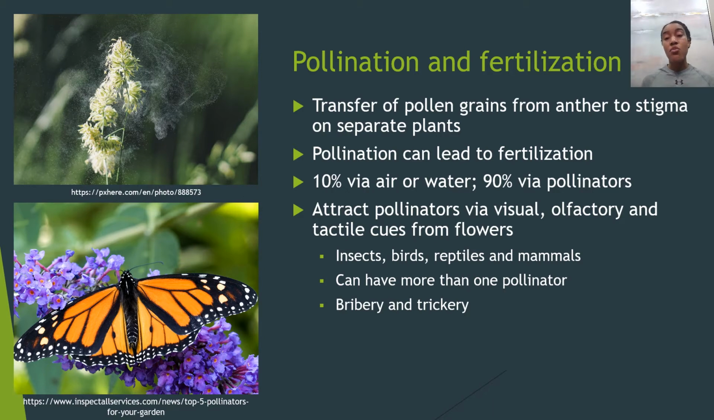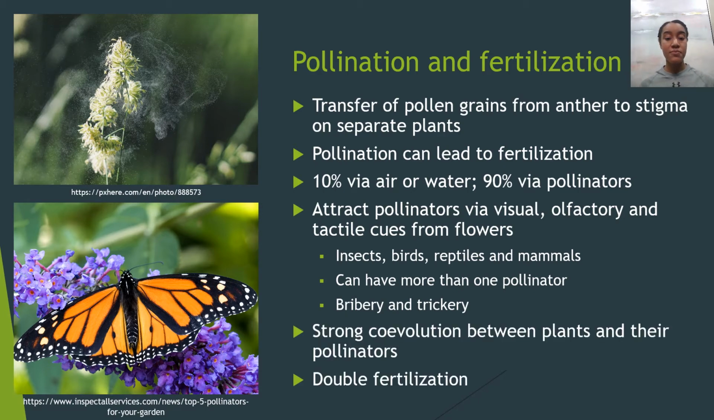A plant can have more than one pollinator. Some have just one animal species, or insect, bird, whatever have you, that facilitates their pollination. But many plants can use more than one animal to transfer their pollen. And then plants can also use bribery or trickery to entice animals to come so they can use them for pollination. If you want more details about that, see the first lecture that we did on plants.